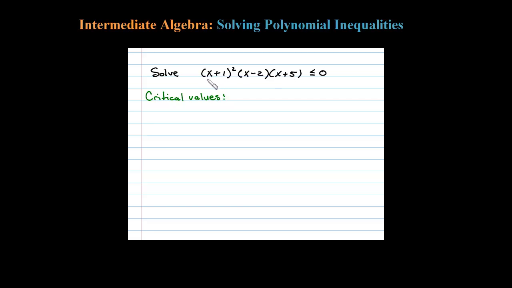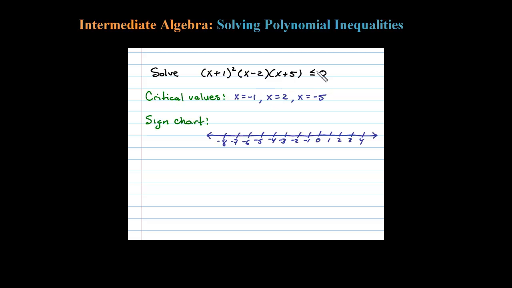X by inspection could be -1. That's called a double root. X could be 2, or X could be -5. So here we get 3 critical values. There's 3 X values that will make that 0. Okay, now let's make a sign chart.